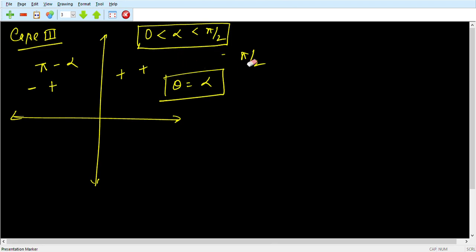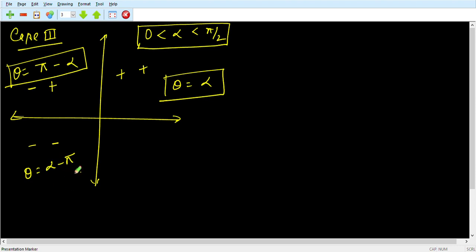And for the second quadrant, theta will be equal to pi minus alpha. If the real part is negative and the imaginary part is also negative, theta will be alpha minus pi, because pi is 180 degrees and alpha is between 0 to 90 degrees. So if we subtract pi, the value will be negative and less than pi by 2, so it will be in the third quadrant.